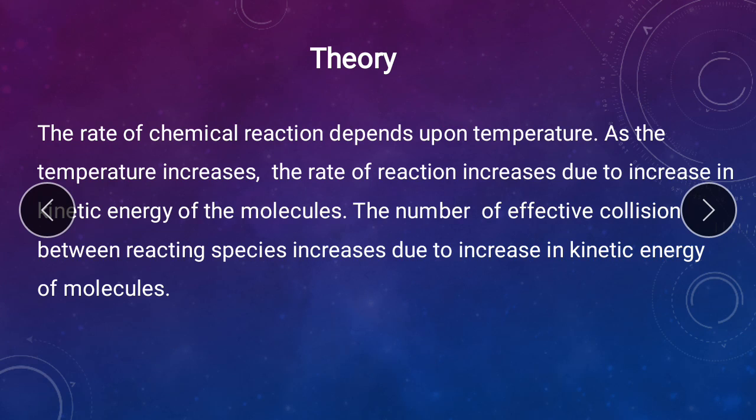So first of all, what is rate? How will you define rate? The rate of a reaction is the speed at which a chemical reaction happens. There are a few factors which affect the overall speed of the reaction: temperature, concentration and pressure. Here we will see temperature.